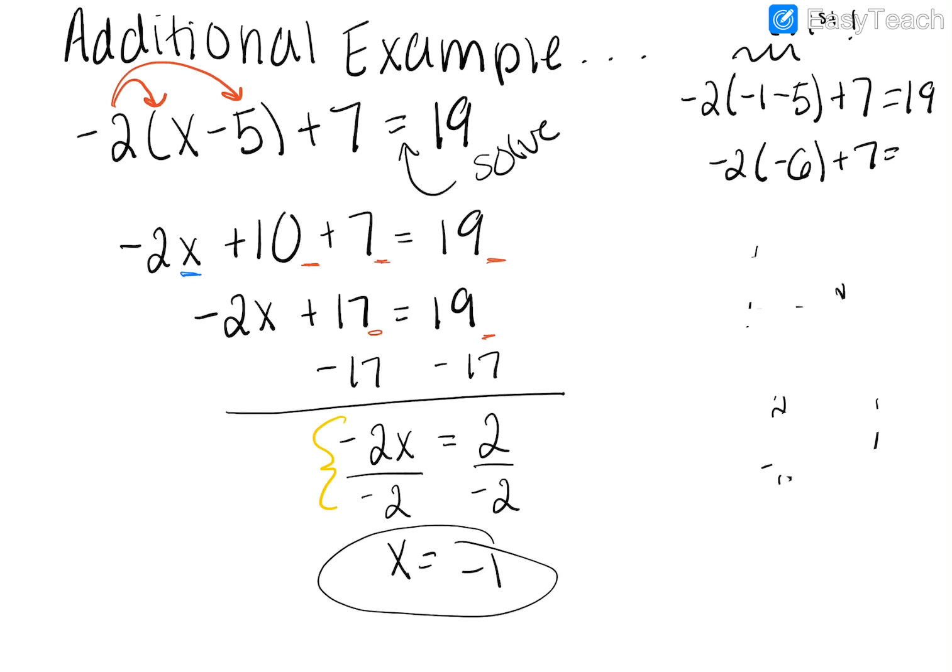Plus 7 equals 19. Now, with our rule of PEMDAS, our next thing that we have here is multiplication. So we're going to do our multiplication next. Negative 2 times negative 6 is 12. And sure enough, 12 plus 7 is 19. So we can give that a big old check mark there.